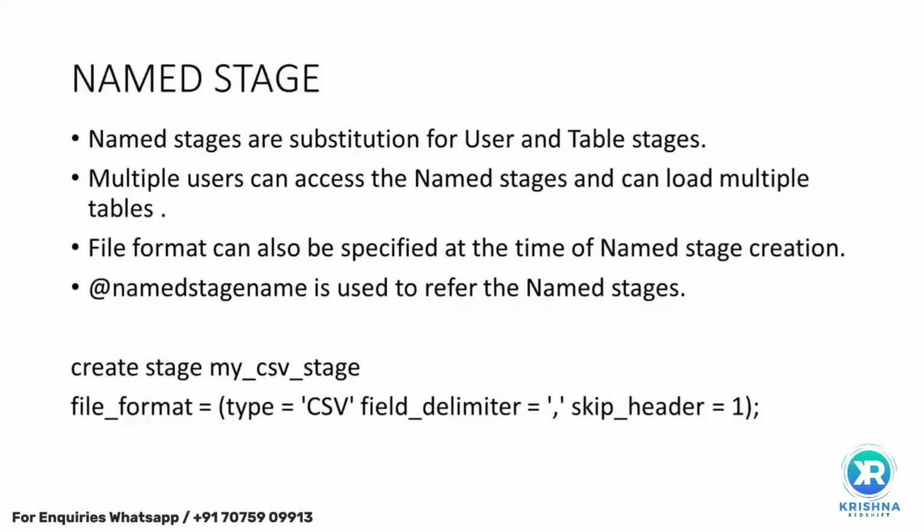The notation or naming convention for this is @named_stage_name, which is used to refer to named stages. So what is the user stage naming convention or notation? @~. For table stage, @%. But for named stage, you don't have to do anything, just @, then the name of the stage. If in your script you are using @ and some name, it means it's a named stage. That's what we need to understand.